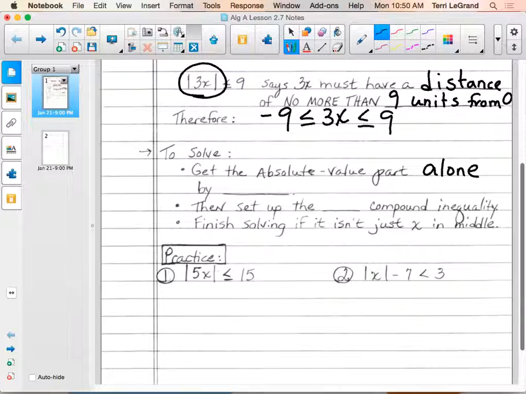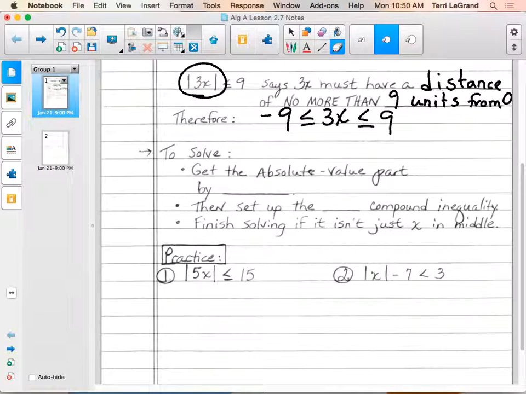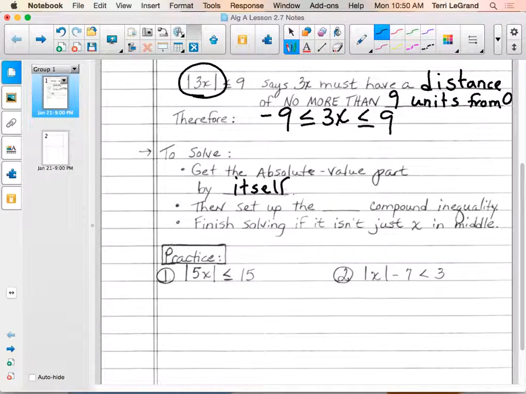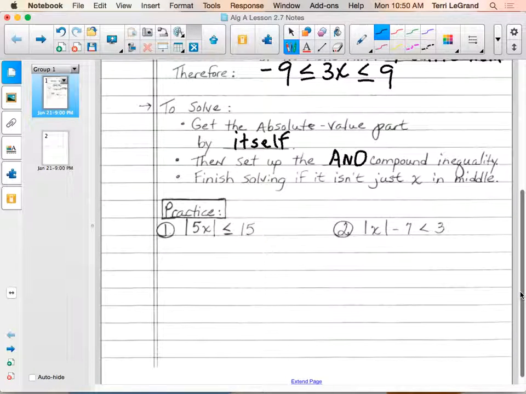So, I am not doing a good job of looking at my notes. Erase that. Get the absolute value part by itself. I didn't see that I carried this on to the next line. Get the absolute value part by itself. Then, set up the and compound inequality. That's the kind we're going to be setting up today because it's going to say is less than or is less than or equal to. And then finish solving it if it isn't just x in the middle.